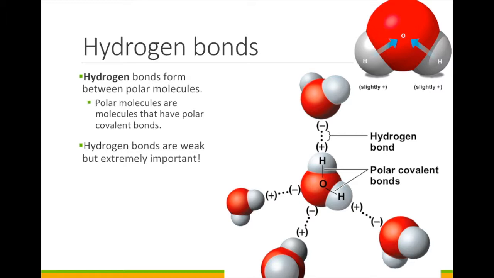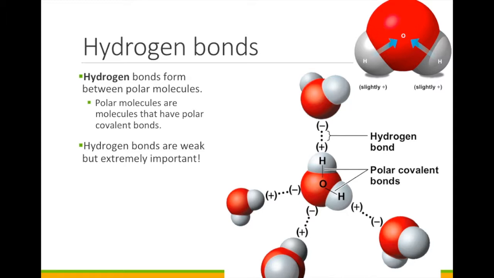Water is formed between 1 oxygen and 2 hydrogens. It is made up of polar covalent bonds because oxygen is more greedy for electrons than hydrogen. This gives oxygen a slightly negative charge and hydrogen a slightly positive charge.